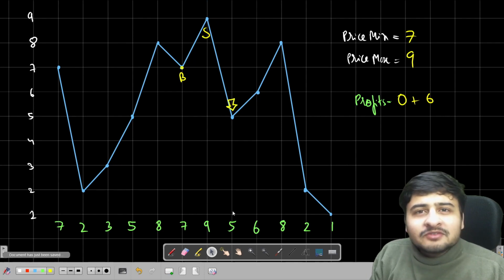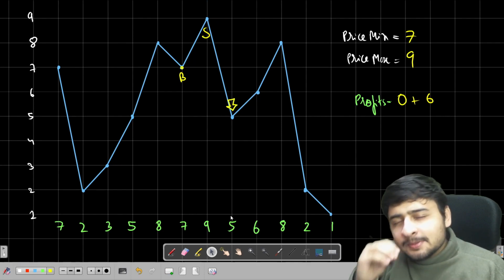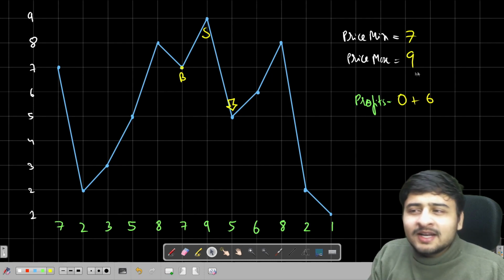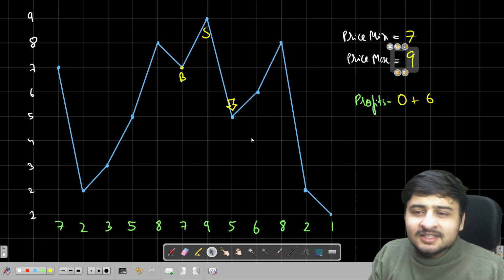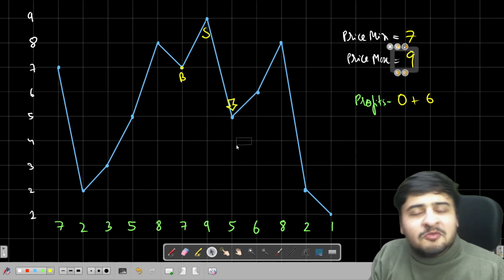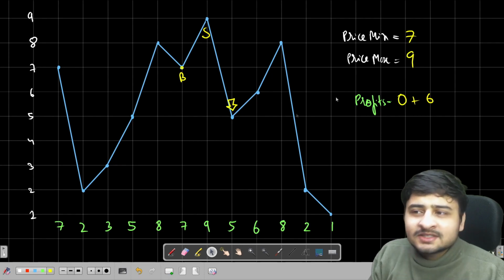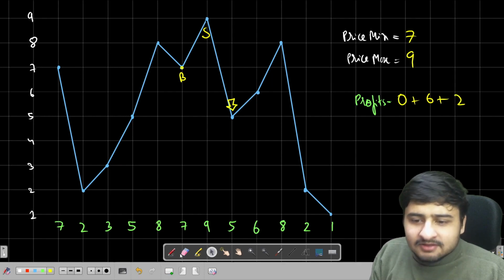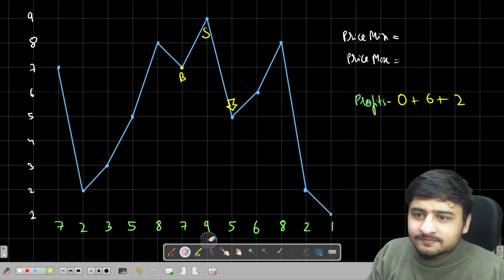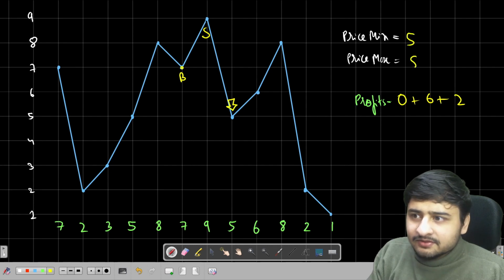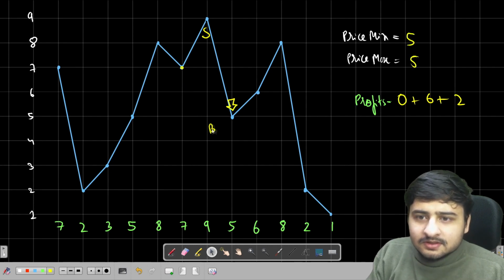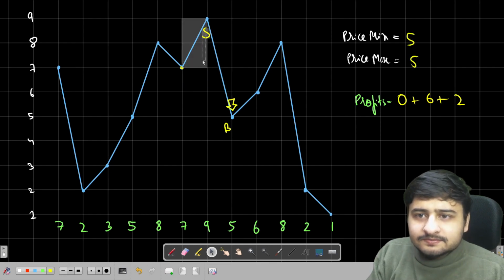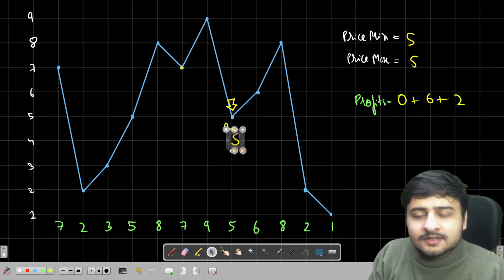The price today is 5. Simple logic, selling on 9 is definitely better than selling on 5. So before moving and starting a new transaction, I will close this transaction. So this will become what? 9 minus 7, 2. And then I will start a new transaction here. 5, 5. Sell. Correct. Okay, let's move forward.